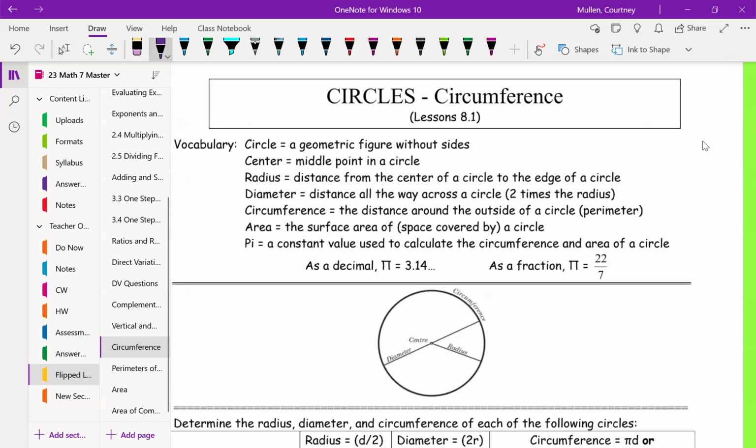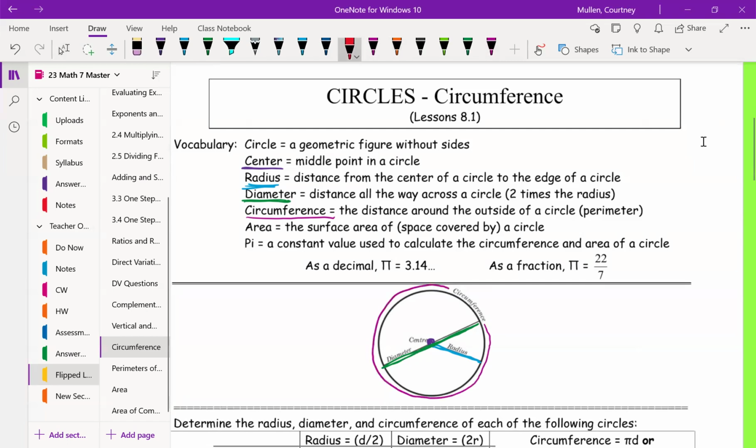A circle is a geometric figure without sides. The center of a circle is the middle point. The radius is the distance from the center to the edge of the circle. The diameter is the distance all the way across a circle, which is double the radius. And the circumference is the distance around the outside of the circle, so all the way around the outside.